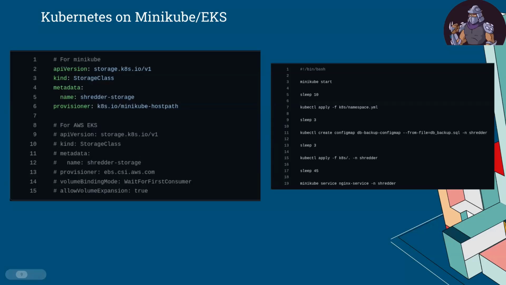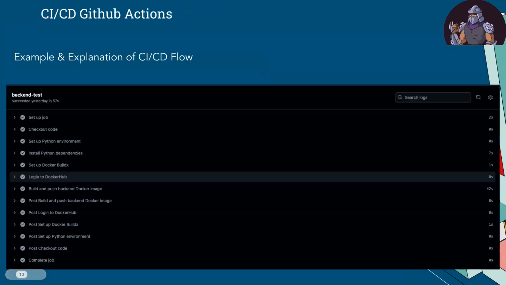And now I will kick it back over to Cassandra to talk about CI/CD. Thank you, Tristan. So CI/CD stands for continuous integration and continuous deployment or delivery. And the goal here is to automate the process of testing, building, and deploying code.